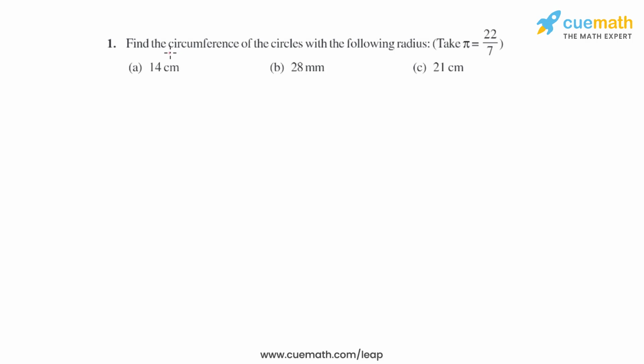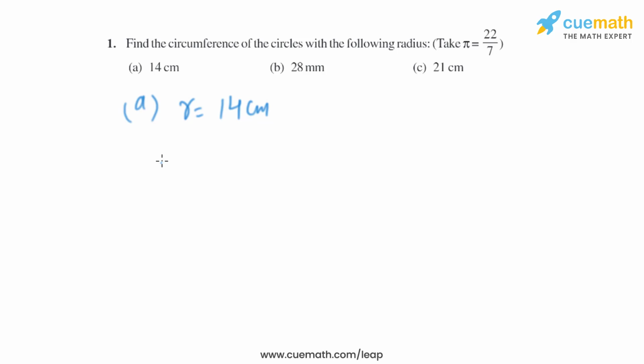Question 1 of this exercise says find the circumference of the circles with the following radius. So basically we have to find the circumference of the circles when the radius is given. So let's start with the first part. The radius that is given in the first part is 14 centimeter.